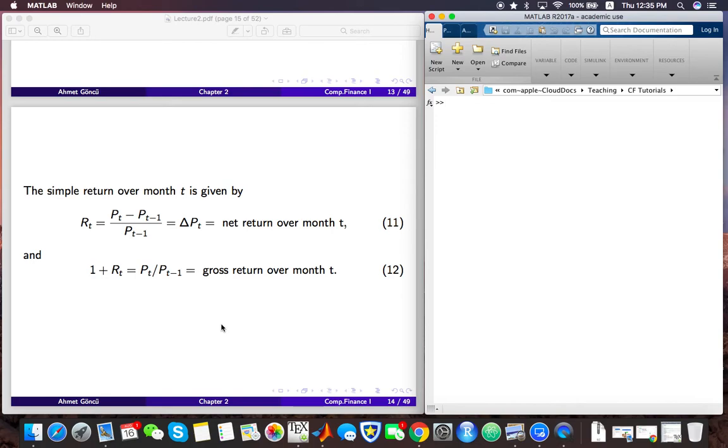And let me finally also discuss the simple asset return over monthly or weekly or daily time periods. So once you fix your time intervals, the asset price change from t minus 1 to t can be calculated by this delta Pt, and that gives us the net return over month t. And if you define these time intervals as weeks, then this will be the return over the week t. And similarly, the gross return is 1 plus Rt, and that corresponds to Pt divided by Pt minus 1.